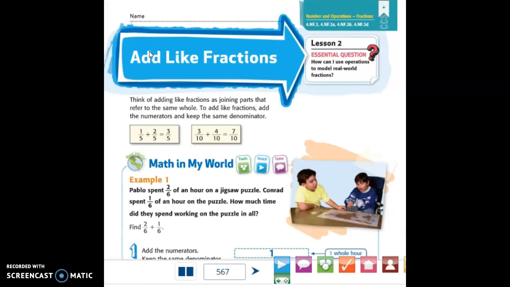So back on our page, add like fractions. Think of adding like fractions as joining parts that refer to the same whole. To add like fractions, add the numerators and keep the same denominator, which is what we did with the models yesterday. So we've got 1/5 plus 2/5. The denominator stays the same, and we just add the numerators across.